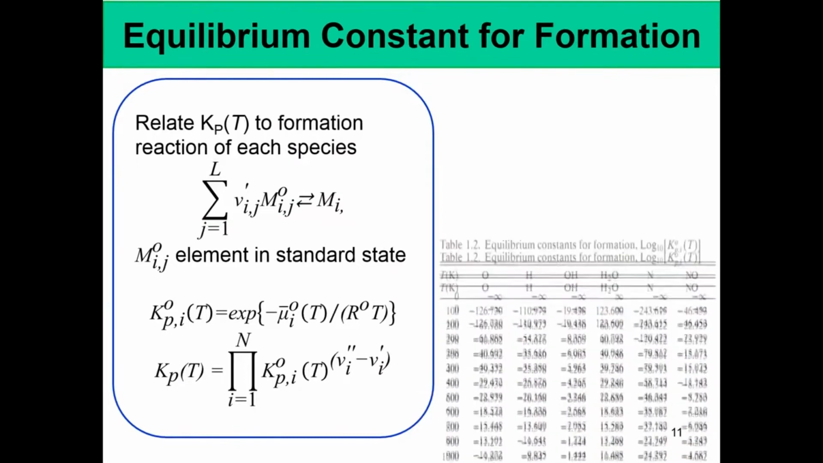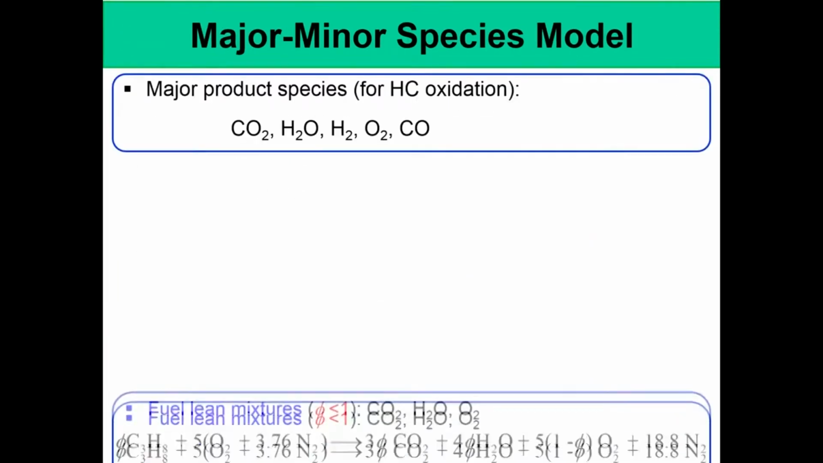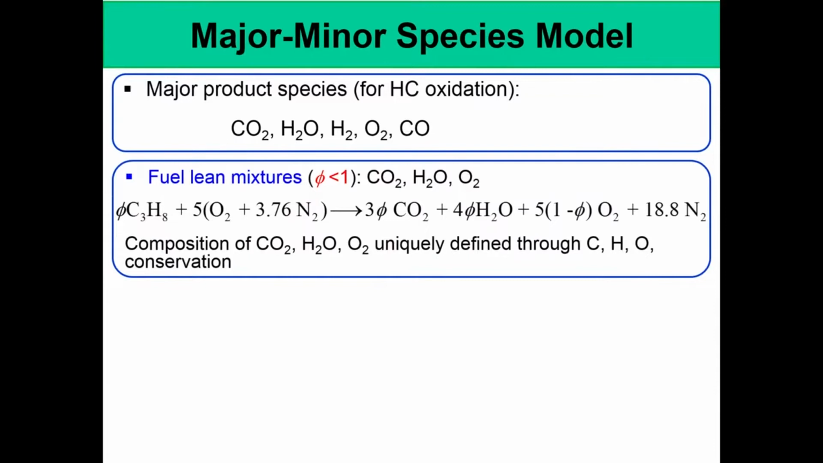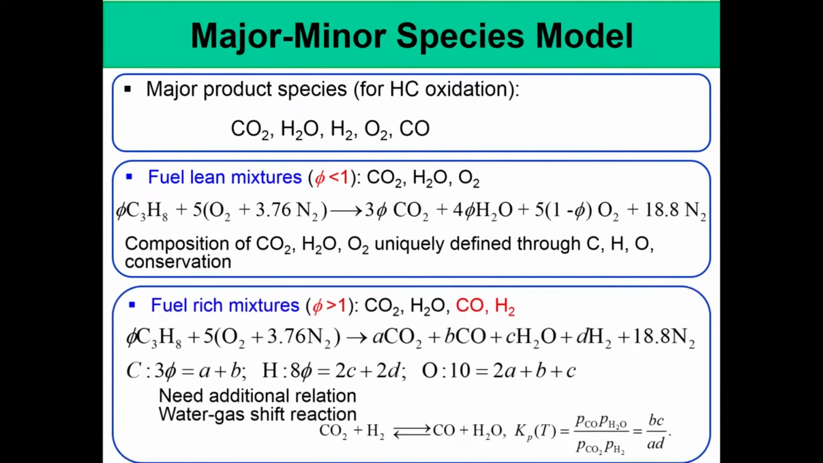So, this is the definition. We have also shown the importance of the equilibrium constant when more species are present in the equilibrium situation of the products. For fuel lean mixtures, phi less than 1, you can get away with fewer species. But for phi greater than 1, rich mixtures, more species are formed, especially carbon monoxide and hydrogen. Then you need the equilibrium constant of additional reactions, the water gas shift reaction, to give you the complete equilibrium composition.